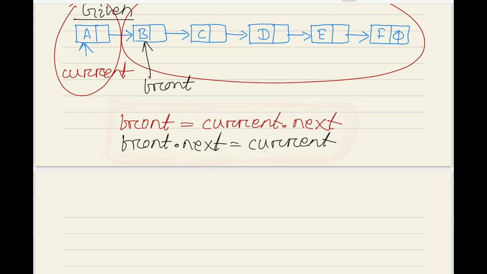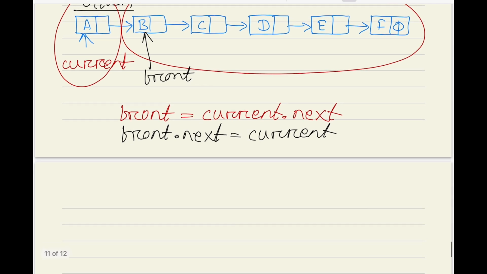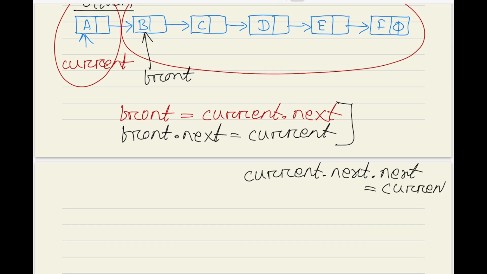That means this node is going to refer to this one. So front = current.next, because we are taking a reference variable front that is going to refer to the next of current, and that front.next is going to refer to the current. So instead of these two statements, we can write a single statement like this: current.next = current. Here we are simply writing front.next = current.